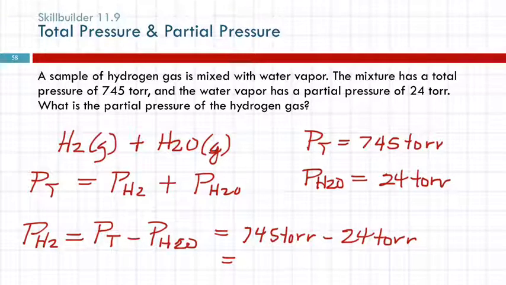And just like gases expand to fill their space, apparently my handwriting expands to fill the available space. 745 minus 24 is 721 torr.